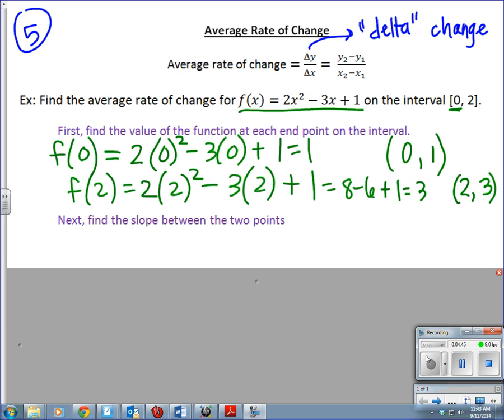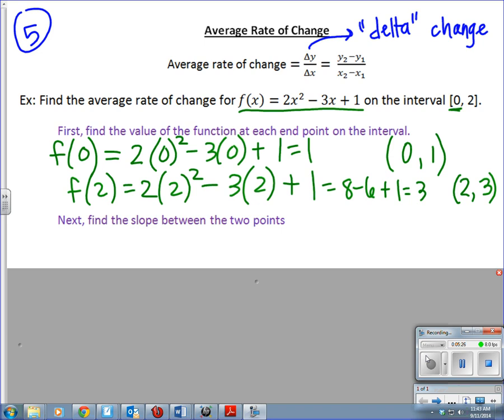So we plugged in 0 into the function, right? F of 0, we replaced all of the x's with 0, and that's where we got the 1. Okay, so then we plugged in 2 for x, because that was the other endpoint of our interval, and we got 2 times 2 squared minus 3 times 2 plus 1. When we did all that, we got 3. So that's why we got an ordered pair of (2, 3). Because when x is 2, y is 3. When x is 0, y is 1 of this function. Okay, so it's just plugging it in and finding out the y's.